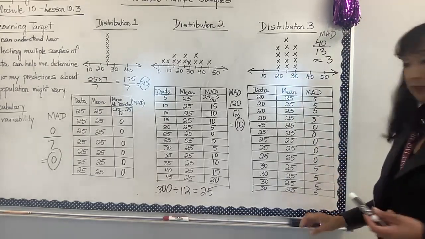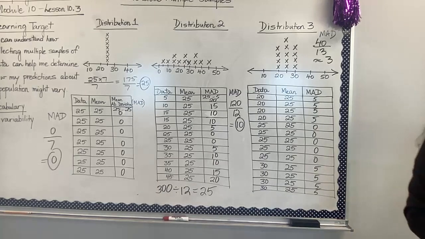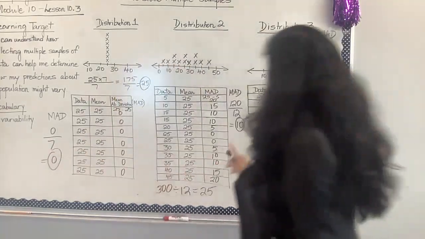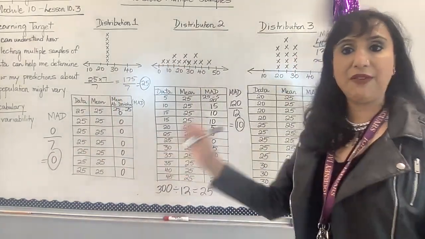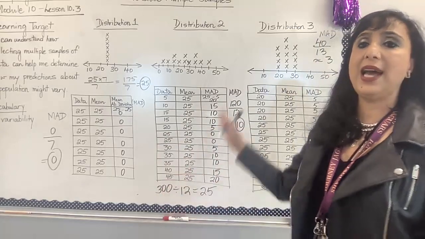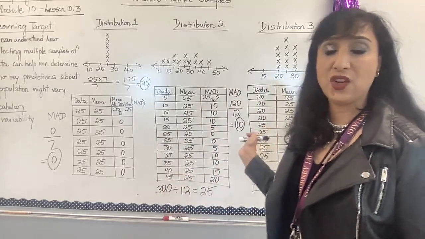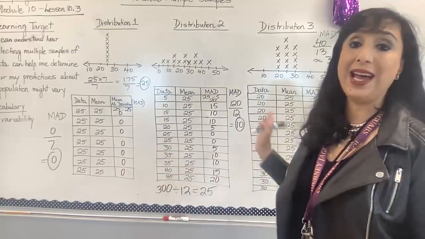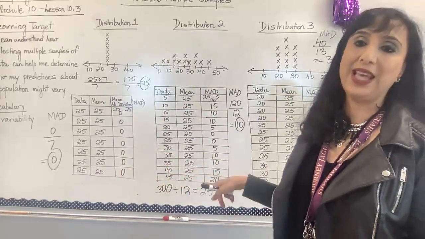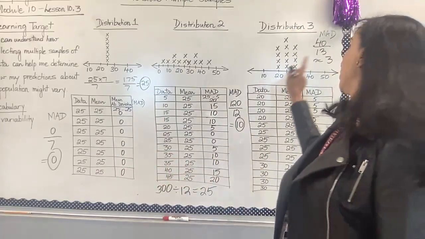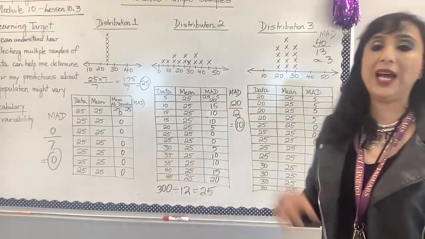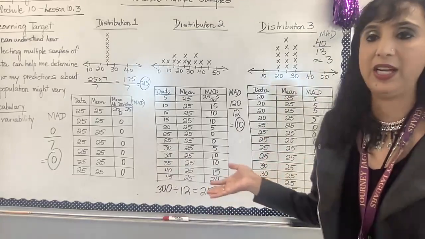Okay, so when I'm looking at this again, this is 3, this is 0, this is 10. So looking at these different samples, I can see that the third distribution has greater variability than the first distribution, but it has less variability than the second distribution, because 3 is greater than 0, but it is less than 10. So that's how we can determine the variability of a graph.